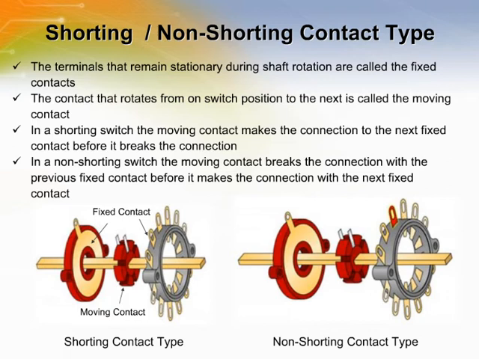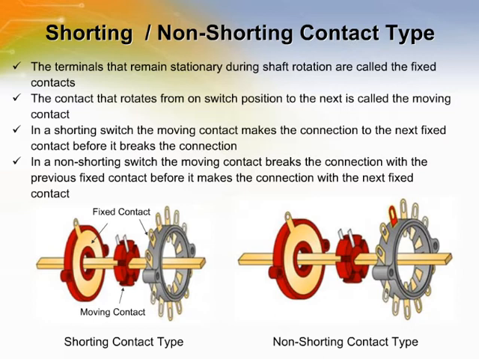Grayhill rotary switches are available with either non-shorting or shorting contacts. The terminals that remain stationary during shaft rotation are called the fixed contacts. The contact that rotates from one switch position to the next is called the moving contact. In a non-shorting switch, the moving contact breaks the connection with the previous fixed contact before it makes the connection with the next fixed contact. This type of contact is also called break before make, or BBM.